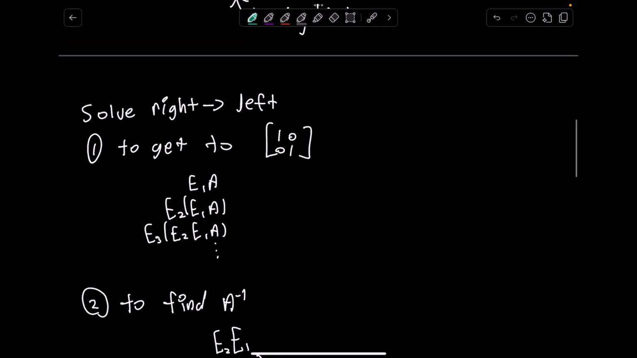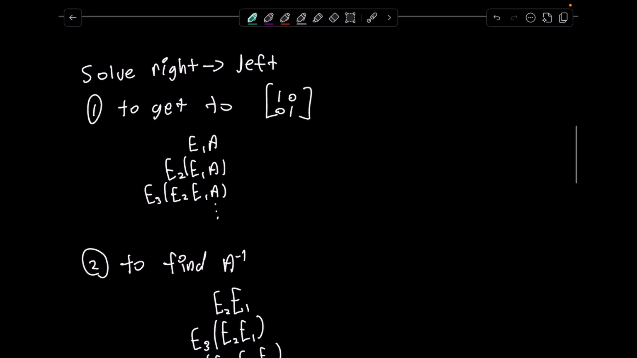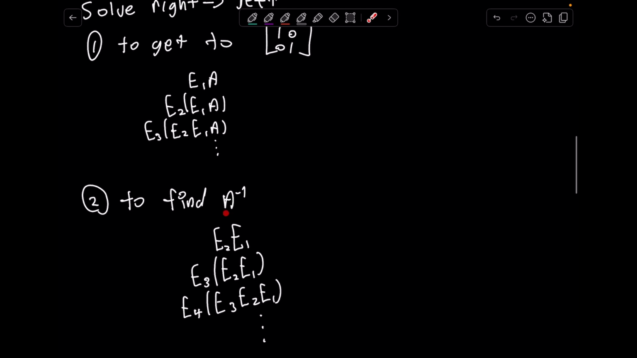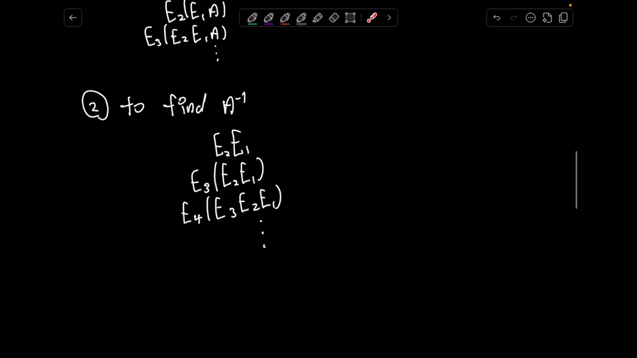Now, how do you solve this to get to the inverse? This is why you clicked on the video. You solve it right to left. And if you want to just get to the identity, you include A in there. What I mean by right to left is you start with your elementary 1 on the left of A, but then you expand from right to left. And if you want to find the inverse, which you probably do, you don't include A. You just do E1, E2, and so on and so on.